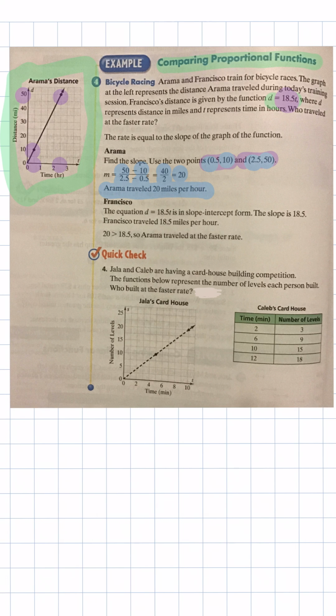Okay, so right there, the equation D equals 18.5 t is the slope-intercept form. The slope is 18.5. So we can already see 20 is greater than 18.5, so Arama traveled at the faster rate. So now try this next one on your own. Jayla and Caleb are having a card house building competition. The function below represents the number of levels each person built. Who built at a faster rate? See what you come up with and come back to me when you're done.